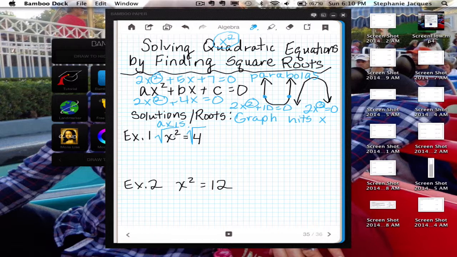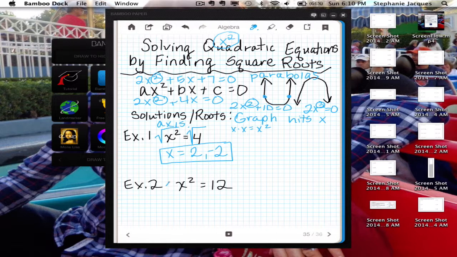The square root of x squared, you're saying, what number times itself gives me x squared? Well, x times x gives you x squared, right? So that means the square root of x squared is x. Now we have two answers for the square root of 4, right? We have 2 and negative 2. So those are your solutions right there. We're going to get into some different situations later, but just know it's going to hit at 2 on the x-axis and negative 2 if I were to graph it. Let's look at this next one.